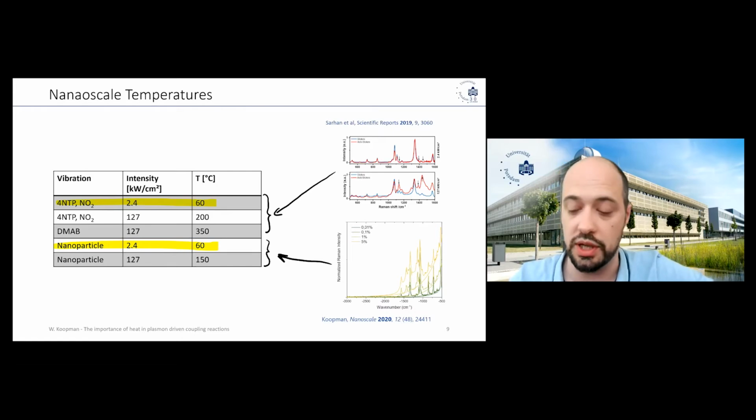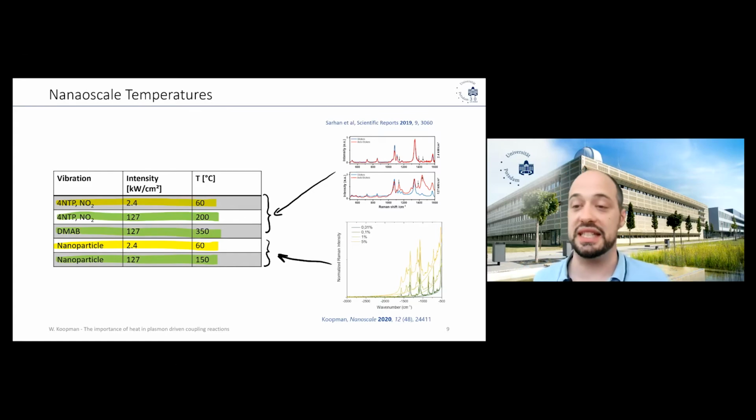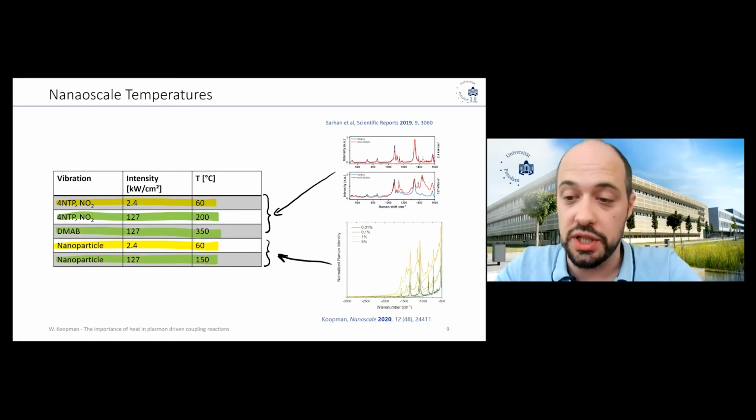Everything's in thermal equilibrium. However, if we crank up the laser in a way that we start seeing the reaction, then what happens is that the particles even get hotter, so 150 degrees, now it's really hot, but the molecules become really hot, or at least the formal temperature, which you can calculate from this molecular vibration, is really high. It's 200 degrees for the 4-NTP NO2 vibration and 350 for DMAB.